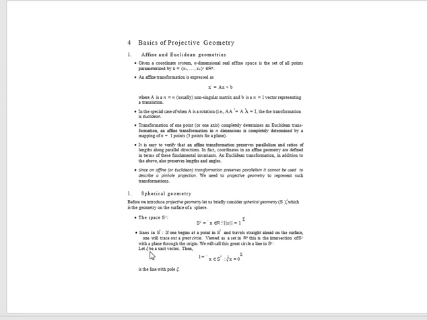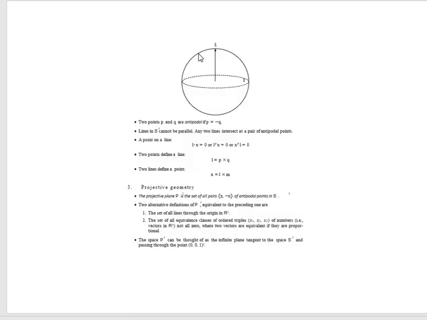So let l be a unit vector. We have considered the unit vector l, and this is the line with pole l. So this is the surface geometry. We have considered two points P and Q to be antipodal if P is equal to minus Q. The lines in S cannot be parallel. Any two lines intersect at a pair of antipodal points.